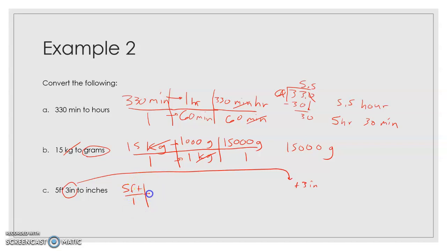So my question for you is, we know there's 12 inches in a foot. Which one's going to go on top? Well, what needs to be eliminated? This feet needs to be eliminated. That means 1 foot needs to go on the bottom. So when we multiply straight across, very similar to what we did up here, we get rid of the feet, and we leave ourselves with the inches that we want. Okay, so 5 times 12 is 60 inches over 1. Don't forget to add this plus 3 over here. That's going to leave me with 63 inches.